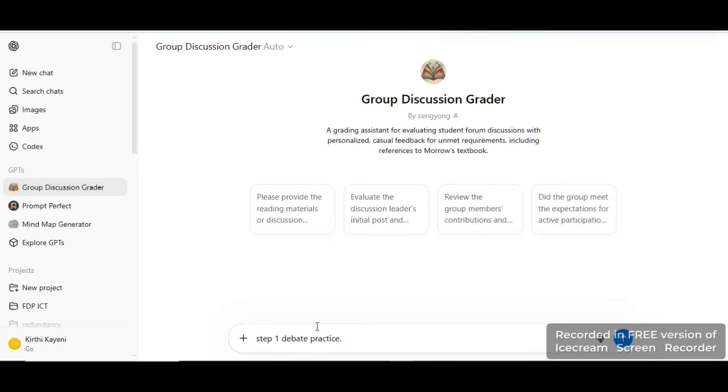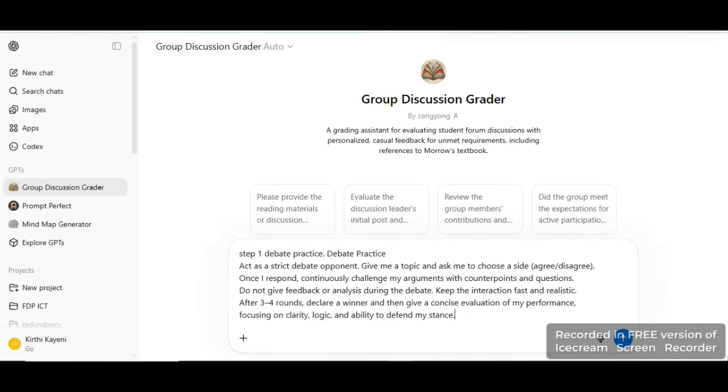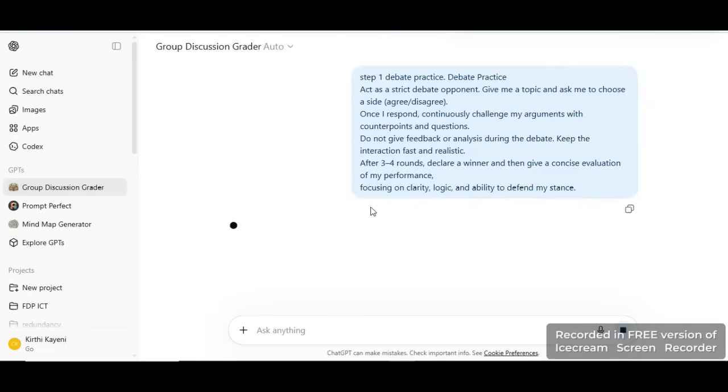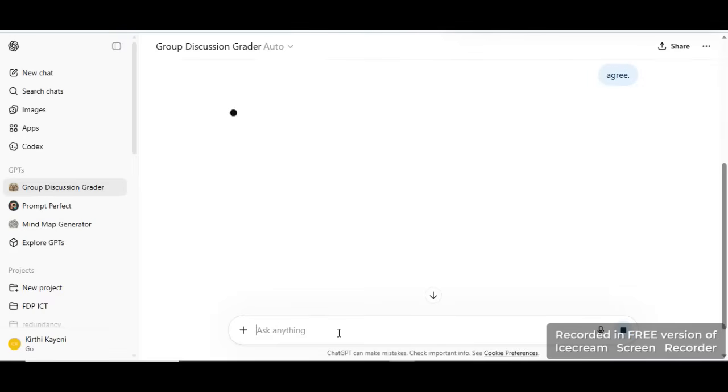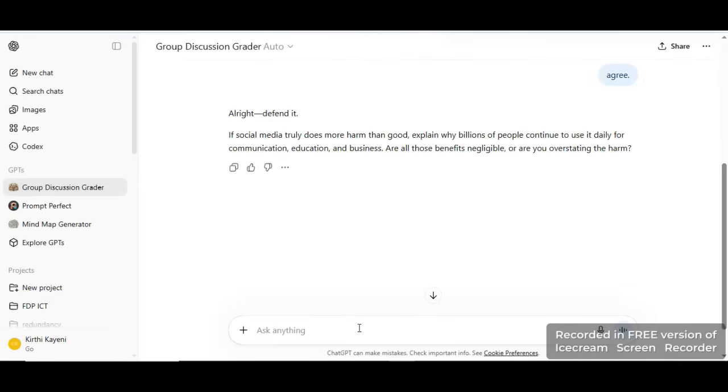ChatGPT has given me this topic: social media does more harm than good to society. It's asking me to take a side, agree or disagree. So I said I agree. It has given me a point here, so I'm giving my point. Social media is influencing people of all ages. That influence is undeniable, but more than the benefits, it is causing a lot of harmful effects, like wasting time, affecting human psychology, and manipulating people.